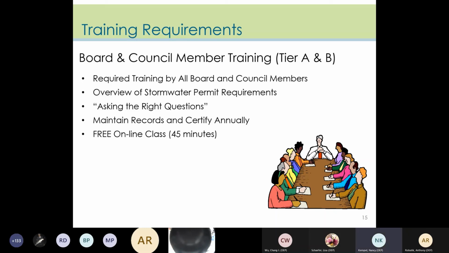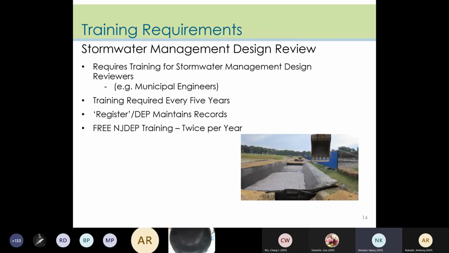So the permit requirements also require that the review engineers, for instance, do attend this class that we are holding now once every 5 years, and that the participants register and DEP maintains records of those who have taken the class. We do offer the class, as you know, free, and we are trying to offer it at least twice per year. Just for your information, we don't have a date for the next course if you know of anybody that's interested, but we normally do a spring and a fall session.